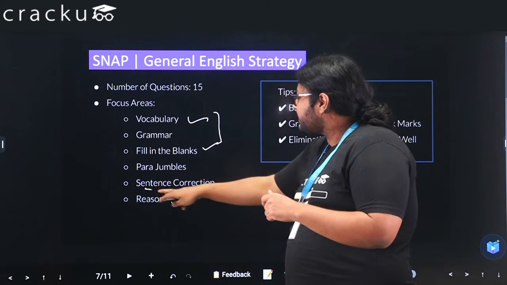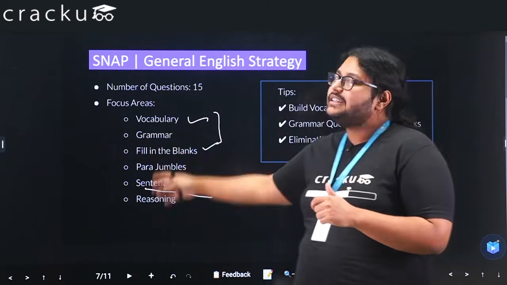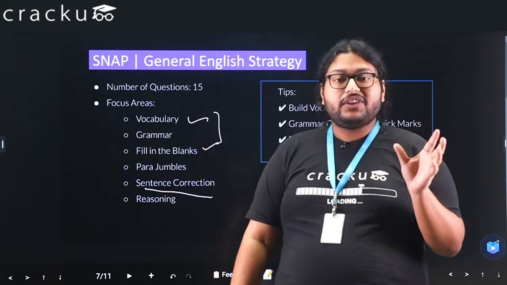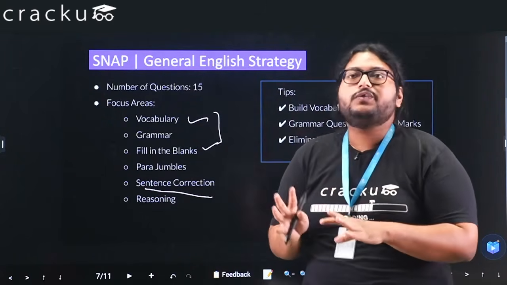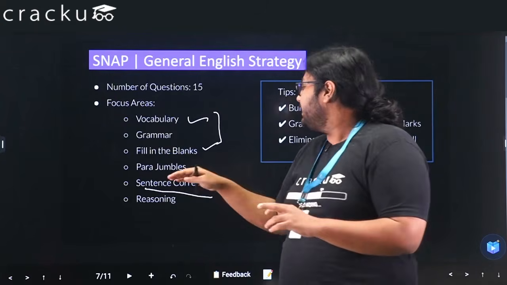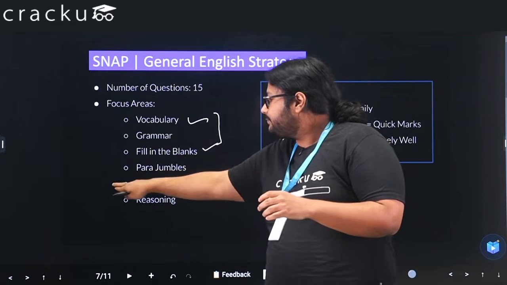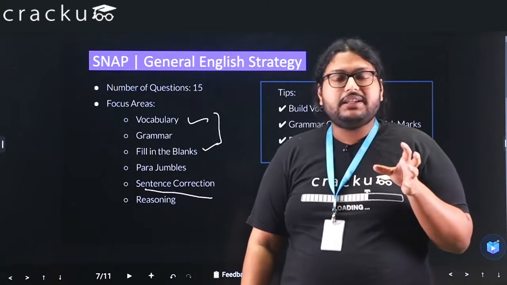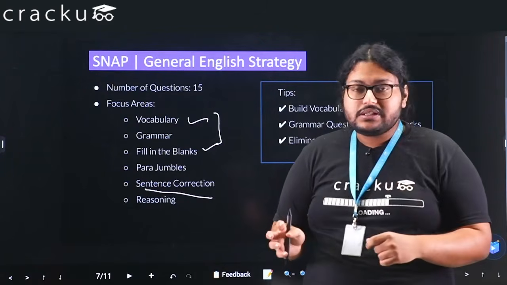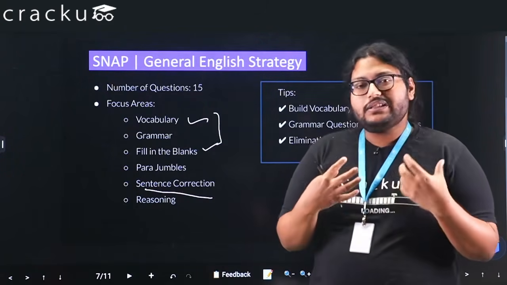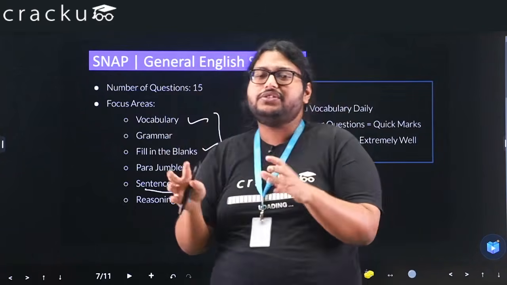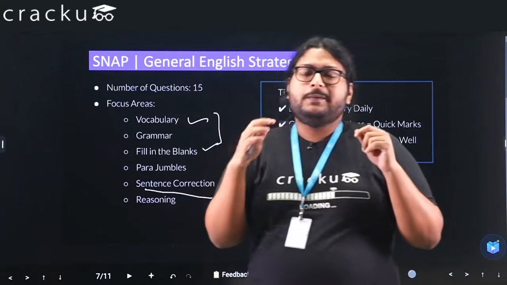Next we have sentence corrections. Sentence corrections again fall in the grammar part of things only. They'll give you a sentence, you need to figure out what is wrong with the sentence. Now this and grammar actually work together, because both of them have a similar kind of idea. You have to know the basic rules, not something very different or niche, that doesn't come as much.